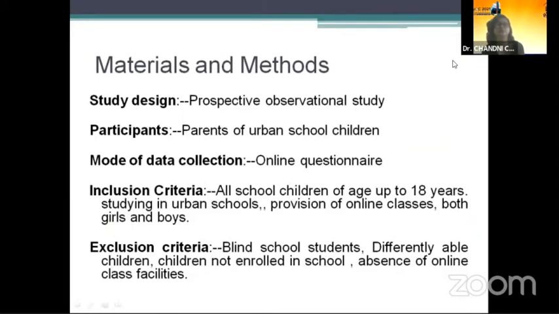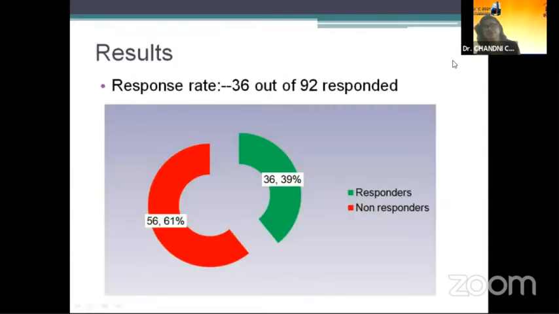Now, it is a prospective observational study where the parents of urban school children up to 18 years of age who had provision of online classes were included. The blind school students, differently abled students, children not enrolled in school, and those with absence of online class facilities were excluded from the study. The mode of collection of data was an online questionnaire. The first obstacle we faced was the very poor response rate, that was only 39%. 36 out of 92 sets of parents responded.